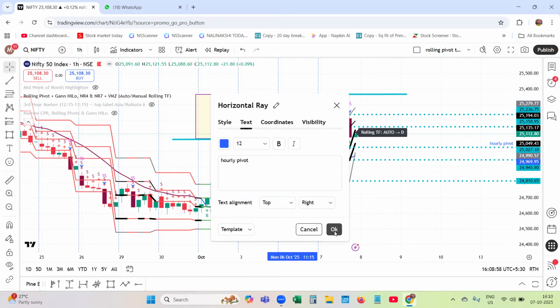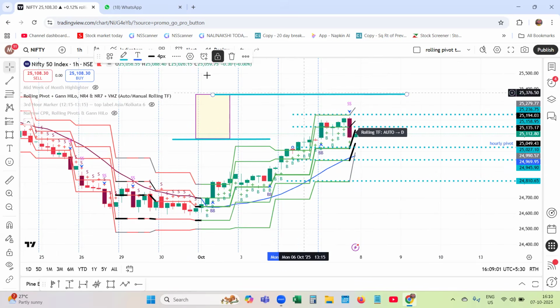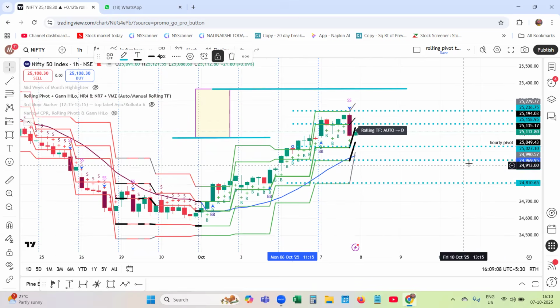I'll change the color so that the text color is bright. If you change the color, this is bright, and you know that this is the hourly pivot. And the two levels above the hourly pivot are R1 and R2. Two levels below the pivot are S1 and S2. So you know the levels, and since the market has corrected, they have become neutral in color. They have changed to neutral in color while closing.